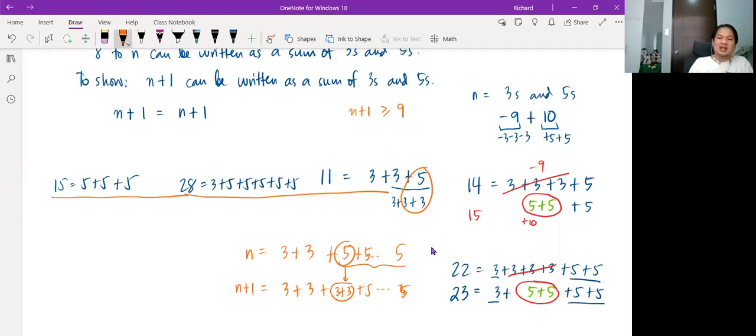So our consideration is, is there a 5 or no 5? That means we don't have to think of 15 where there's no 3, 28 where there's only a single 3, and 11 where there are two 3s. We don't have to consider them as separate cases, because earlier we were thinking of how many 3s there are. It turns out it may be easier to think of how many 5s there are. So now our cases would be: is there a 5 or no 5? Because if there is a 5, we're going to replace it by 3 plus 3, which increases the value of n to n plus 1. So the only other case is, what if there are no 5s, meaning all are 3s?